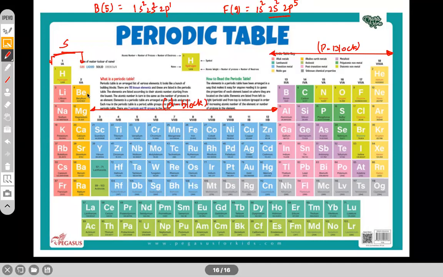Okay. So similarly, if you know the groups 3A, 4A, 5A, 6A, 7A, you can directly say this is the number of electrons in the outermost shell. Like you see, boron is 3A. So it must have 3 electrons in the outermost shell. You see this configuration? 3 electrons.